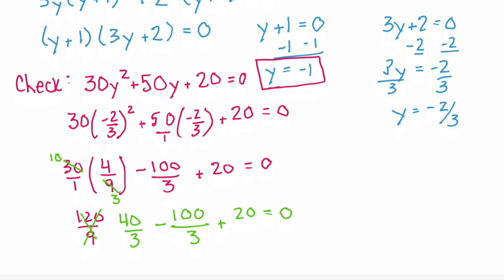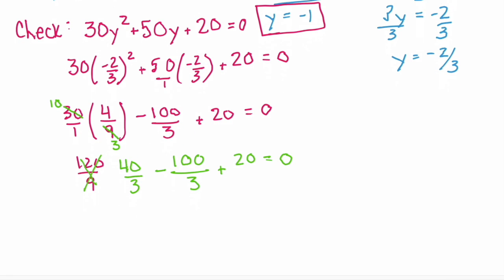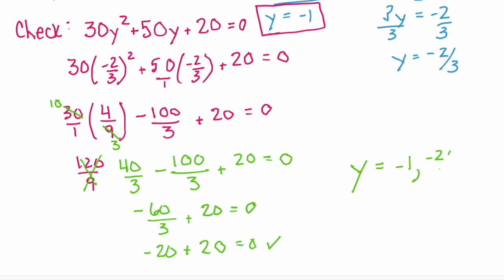40 over 3 minus 100 over 3 is negative 60 over 3. Plus 20 equals 0. Now negative 60 over 3 simplifies very easily. 60 divided by 3 is 20. And we keep the negative sign. And look at that. Negative 20 plus 20 equals 0. I agree with that. So our final answer is y equals negative 1 or negative 2/3.